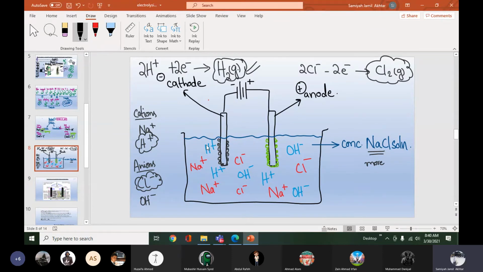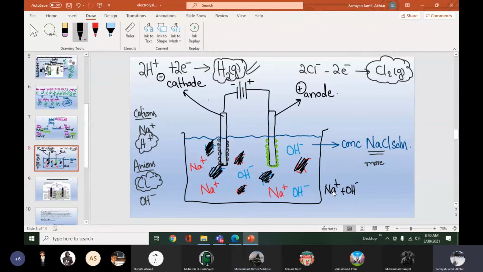Now there will be another product also. Let's remove hydrogen and chlorine from the picture, because hydrogen and chlorine are discharged. Which ions are left? Na plus and OH minus. And what will they form? NaOH. Yes, very good.